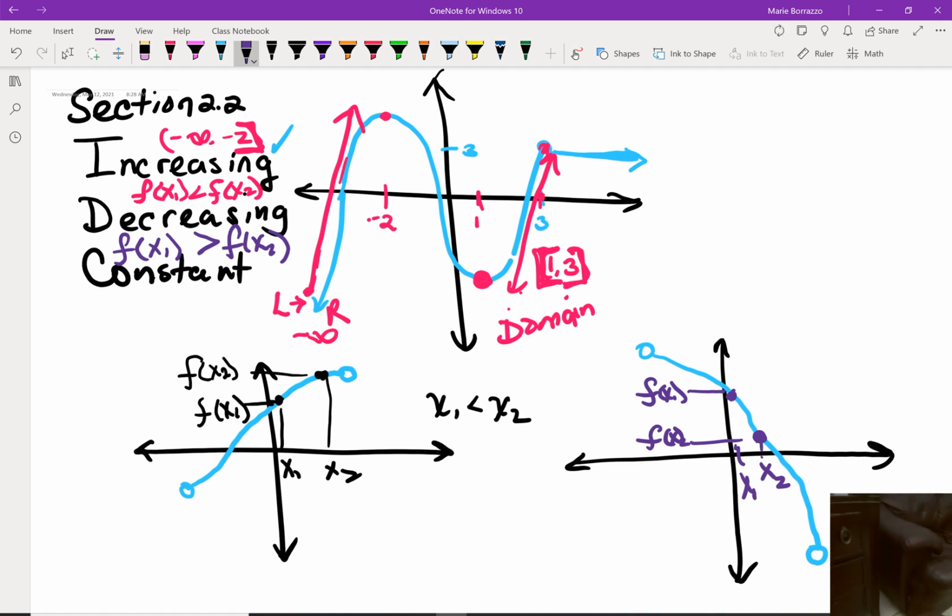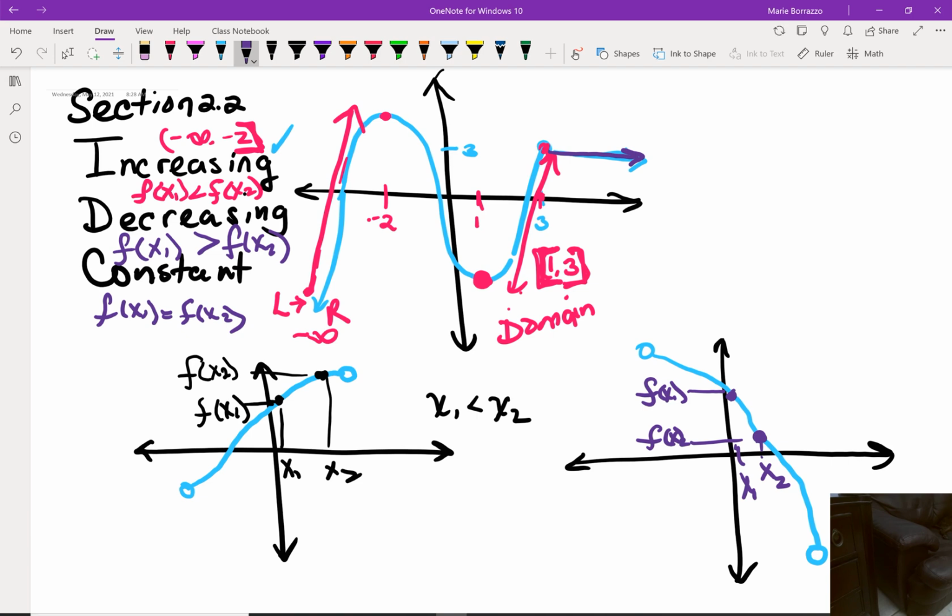And that's how we define decreasing. Whenever we define a constant, we basically state that f of x1 is equal to f of x2. That's kind of a no-brainer. This would be our constant situation here.